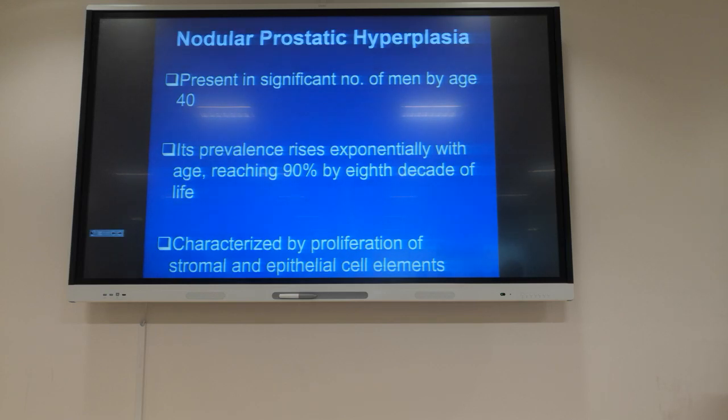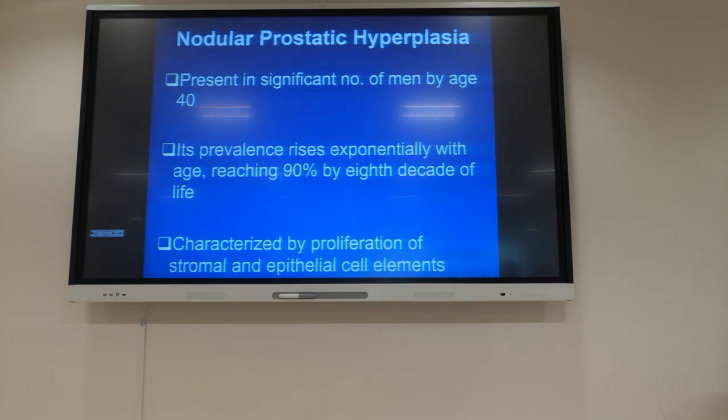What happens in it is that both the stroma and the glandular epithelium have outgrown their original size, and as a result, the prostate itself is going to present with a lot of growth in the transitional area of the prostate, in the area surrounding the urethra, if you will.